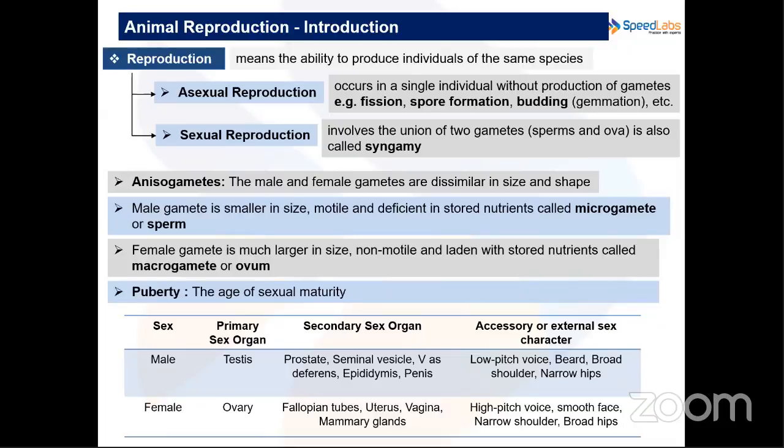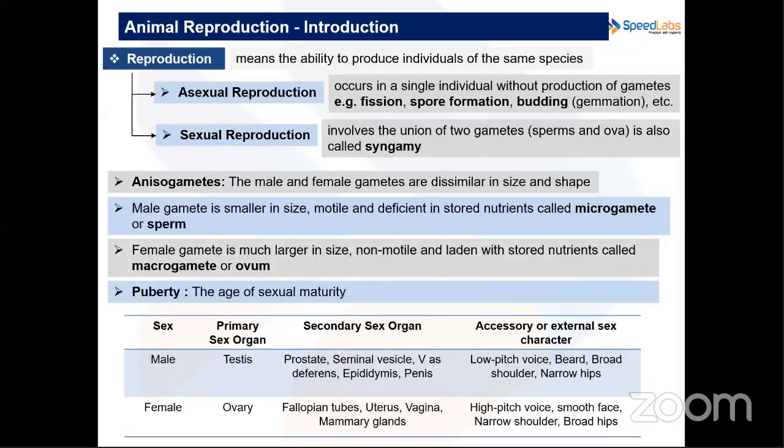Okay, doubts. So I'm going to start with the male reproductive system again, because last time there were some disturbances in between and we couldn't complete. So today we will start with the male reproductive system, and we'll see the slides and diagrams of the male reproductive system. Everything was clear, like sexual and asexual reproduction, the introduction and everything.